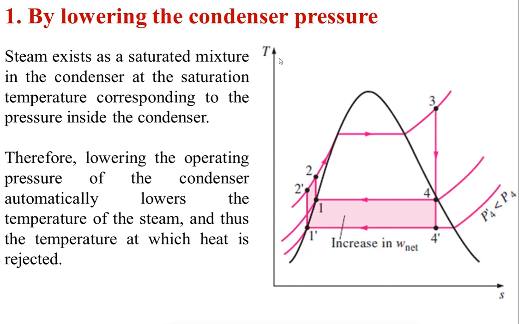You can see in the TS diagram. So this is the 1, 2, 3, 4 cycle. This cycle indicates before lowering the condenser pressure. After lowering the condenser pressure, the state points are going to vary from 1 to 1 dash and 4 to 4 dash. So this is the high pressure and this is the low pressure. This pressure is P4 dash and this is the P4 pressure line.